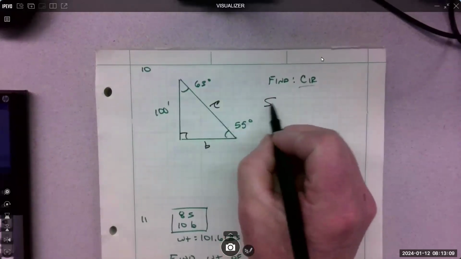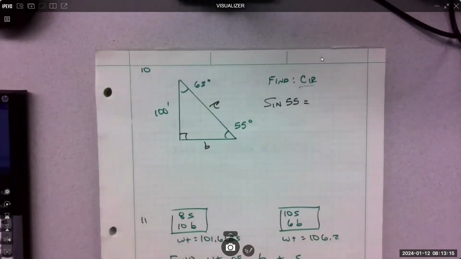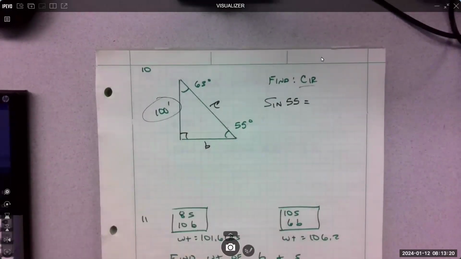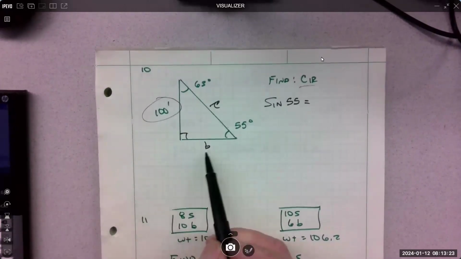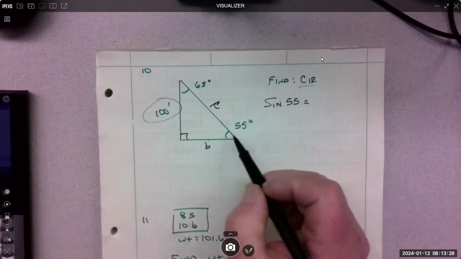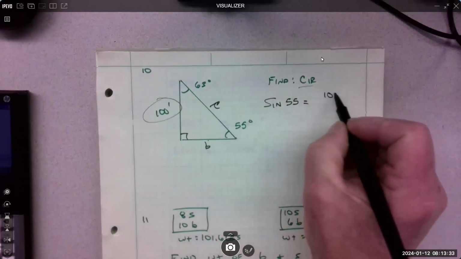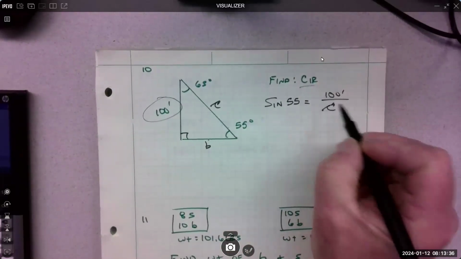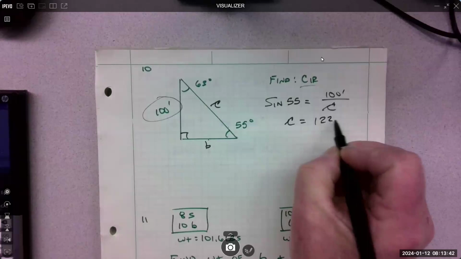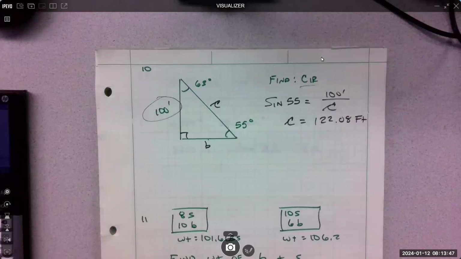Yep. Why did you choose sine? Because we're going to use the opposite over hypotenuse and we want to use what we know, right? We don't want to use cosine because that's unknown, that's adjacent. So you're going to choose your function based on what you know, and you know this and the opposite side, that sets up sine. 100 feet over C. What do we have for C? Rounded to 08. Yeah. Perfect.